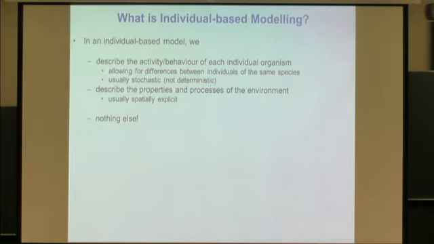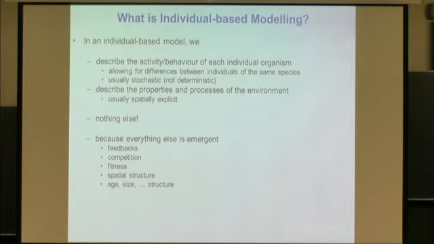So just to reiterate the point that in an individual-based model, you really only describe the activity and behavior of the individuals, and you describe what happens in the environment, nothing else, because everything else is in emergent properties. So you have the feedbacks between the organisms, or you have competition for resources as an emergent property, and not something you have to specify in the model. So in an individual-based model, you do not specify competition. You specify two organisms eating the same resource, and the competition is automatic. That's a very important point to understand. Because of that, fitness itself is also, of course, an emergent property.